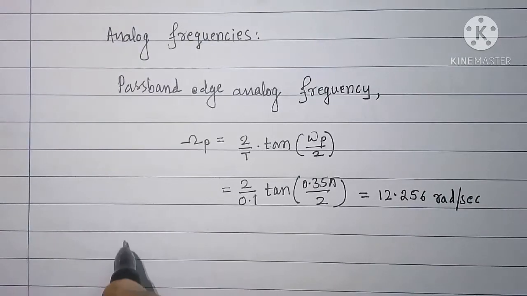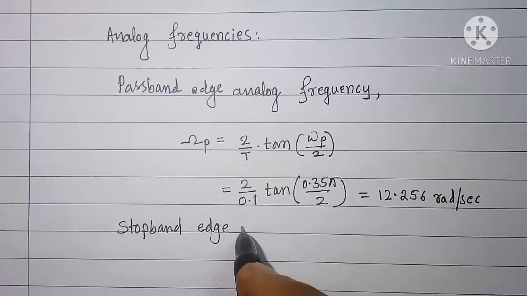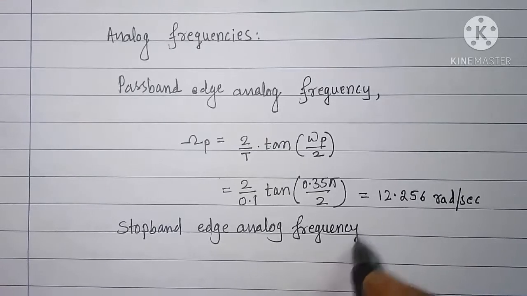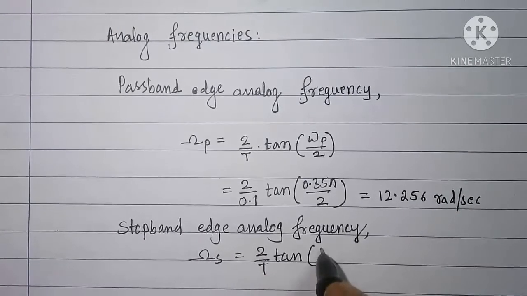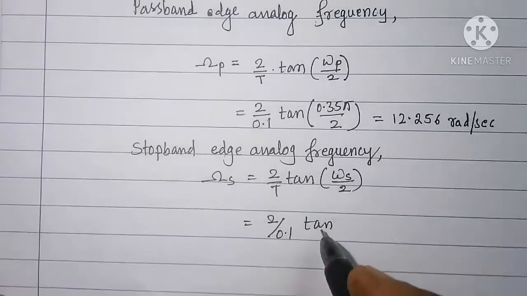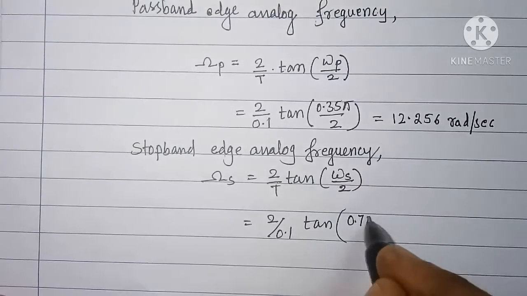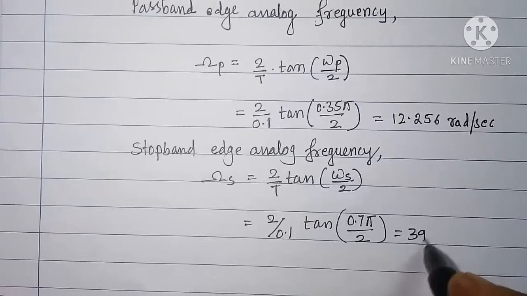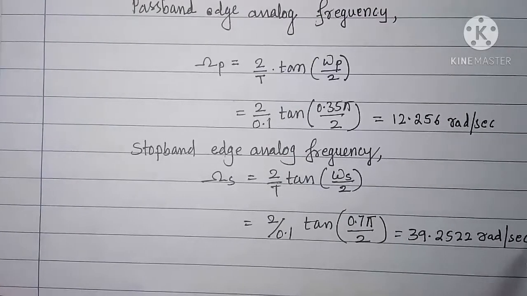Similarly, stop band edge analog frequency omega s is equal to 2 by T tan of digital frequency by 2, that is equal to 2 by 0.1 into tan of 0.75 pi by 2, that is equal to 39.2522 radian per second.